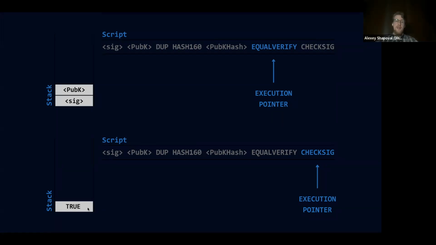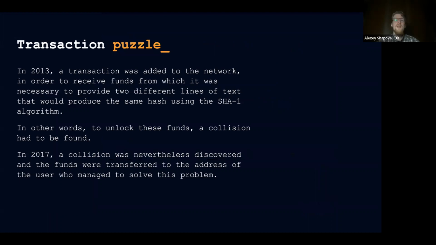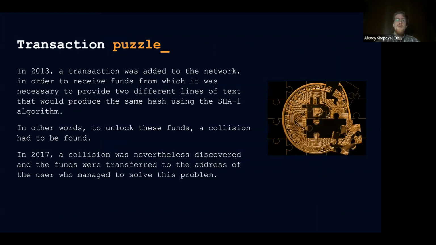Script is completed. If the result of the execution is true, it means that it can be unlocked with this script. So this script unlocks the inputs for which we want to apply them. Sorry, it unlocks the outputs. It unlocks the outputs which we want to turn into our inputs and get them for ourselves.